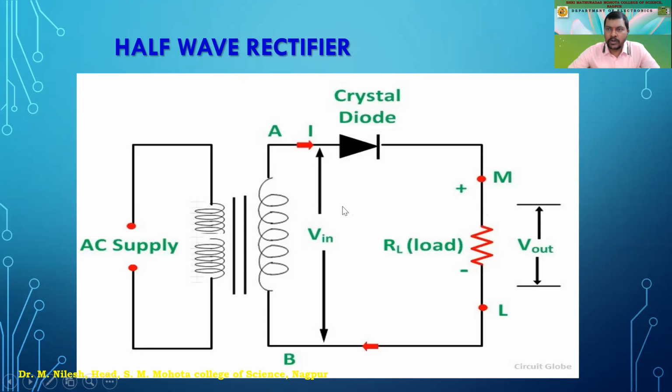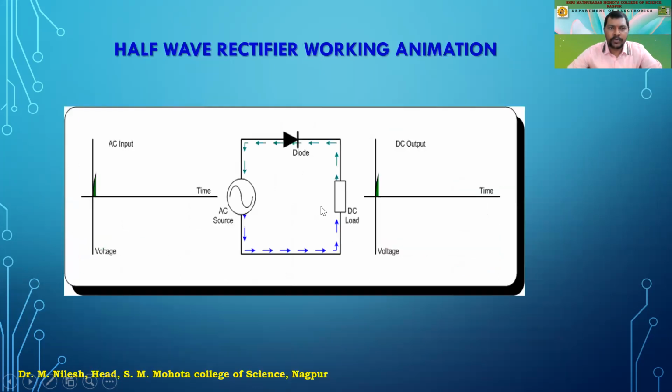So remember my words, the connections, right? The anode of the diode is connected to secondary one, whereas the cathode of the diode is connected to S2 through the load resistance RL. Okay, and the output is taken across the load resistance. So this is the basic circuit of the half wave rectifier.